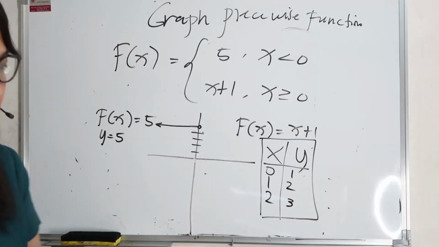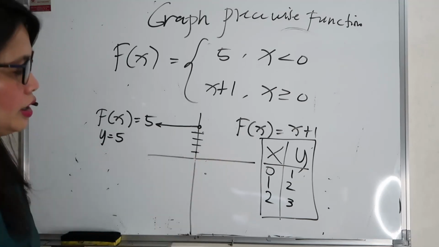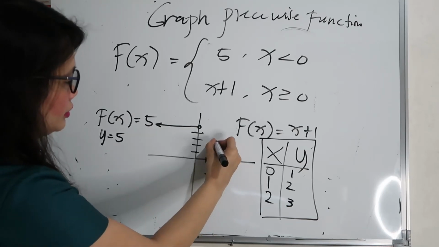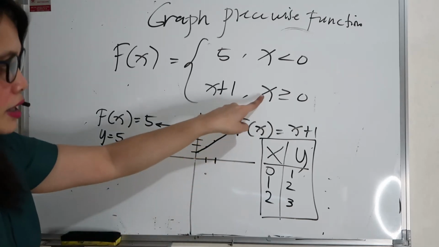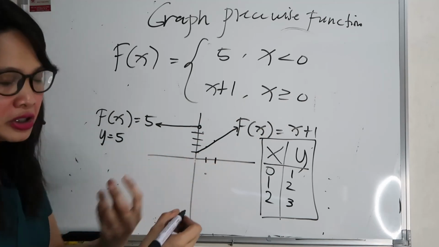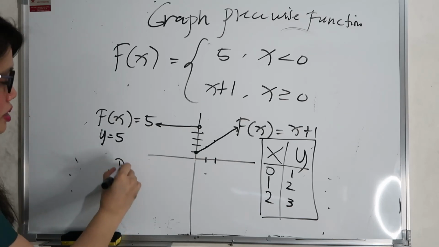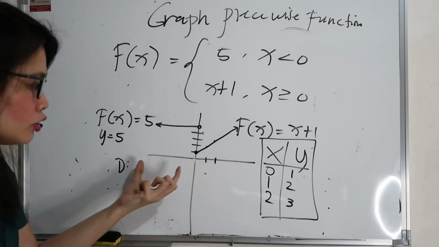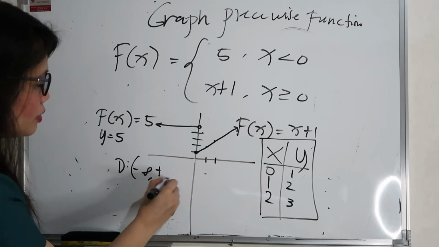Then you plot those. So we have 0, 1, and then 1, 2, and then 2, 3. So that's the graph. Going back to the condition, x is greater than or equal to 0, meaning 0 is included, so it should be a shaded circle. So what will be your domain? Your domain could be anything in the x values. Therefore, your domain is from negative infinity to positive infinity.